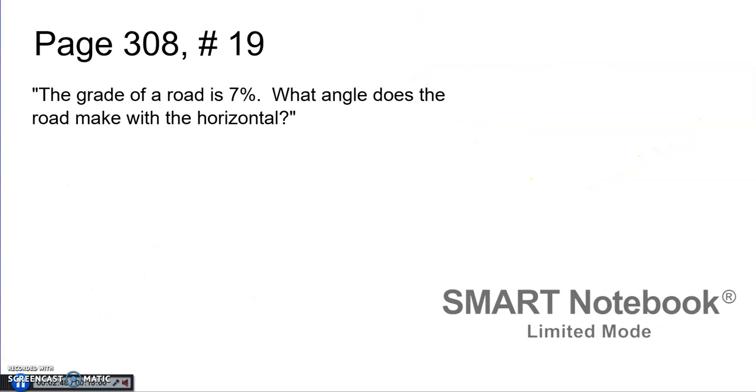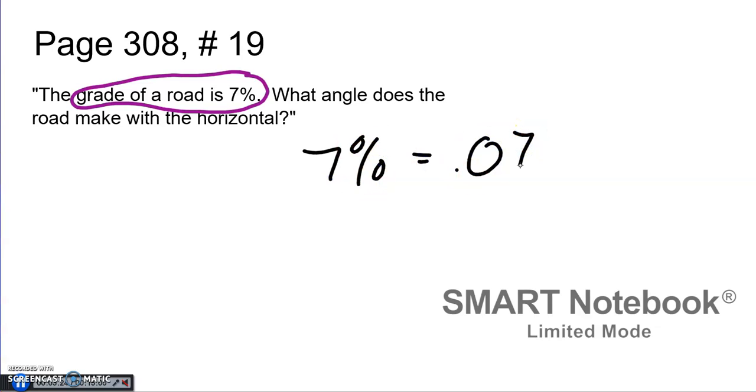For page 308, number 19, says the grade of a road is 7%. What angle does the road make with the horizontal? So the grade, and this is going from an example done in your textbook, it says that the grade of a road is the ratio of its rise to its run and is usually given as a decimal or percent. So if we know that the grade is 7%, then we can write 7% as a decimal being 0.07.